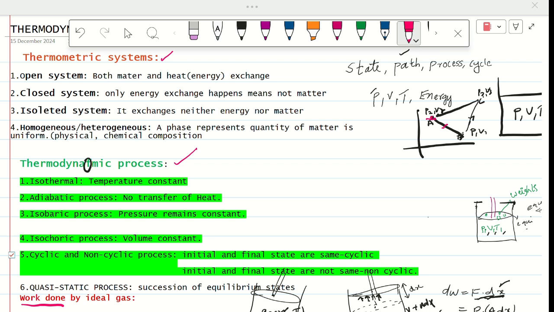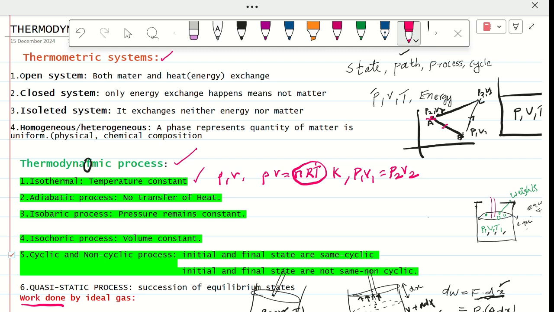Coming into thermodynamic processes. There are isothermal, adiabatic, isobaric, isochoric, cyclic, and quasi-static processes. Isothermal means temperature constant. So here pressure and volume change. The ideal gas equation for the isothermal process is PV = nRT. That means this total is constant, K. I can take PV = K, that means P1 V1 = P2 V2. So this is the isothermal process.